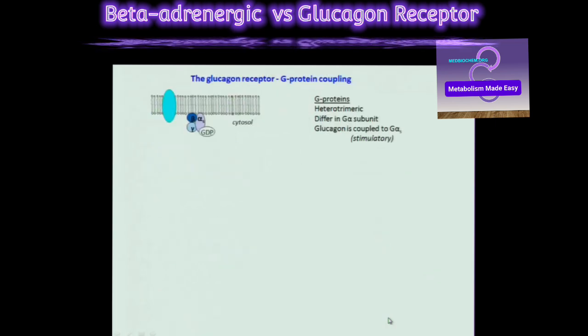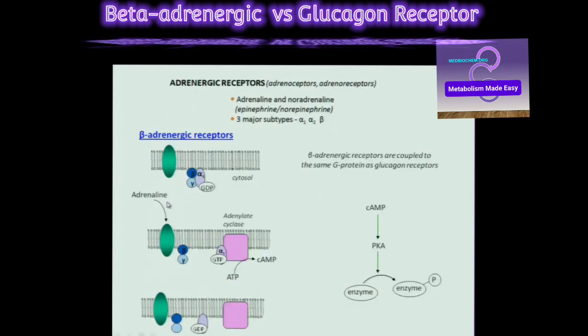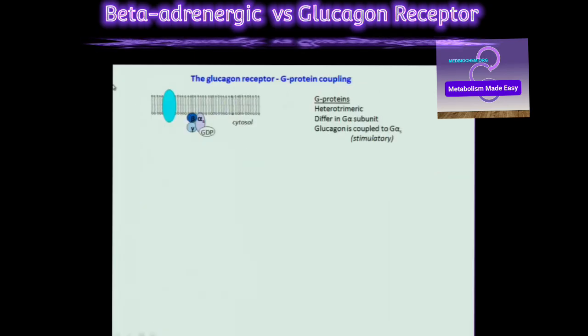Importantly, you note the color change. So this is green. That's specific for epinephrine. This is turquoise. That's specific for glucagon. A different receptor needs a different stimulus. The glucagon receptor here will be activated by glucagon only. It cannot be activated by epinephrine or norepinephrine. However, on the intracellular side, everything is identical.